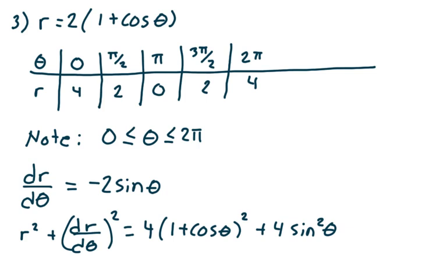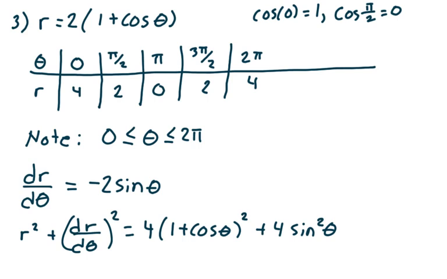Now, I drew us a little table here to see what's going on. I'm picking values of theta and finding my corresponding values of r. When theta equals 0, remember that cosine of 0 is equal to 1, right? And so when theta equals 0, r equals 4. When theta equals pi over 2, keep in mind that cosine of pi over 2 is equal to 0, unit circle. And so therefore r equals 2.